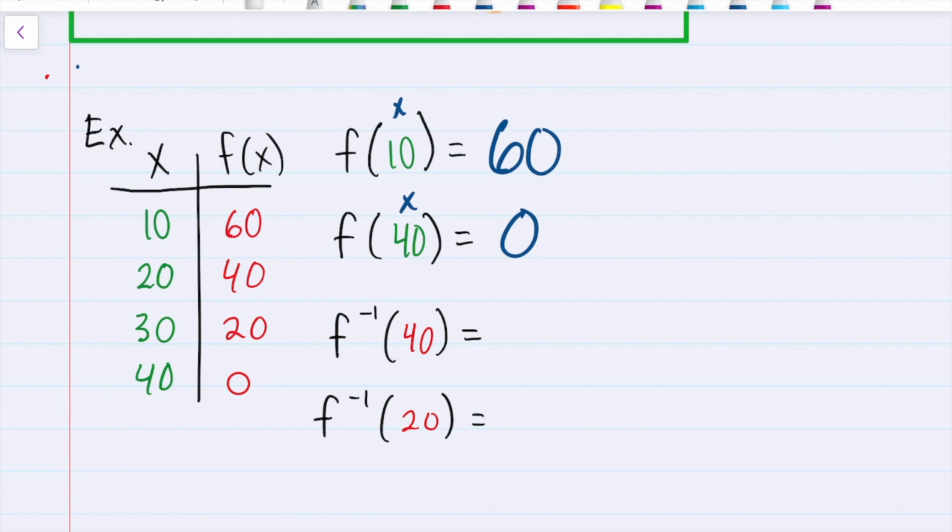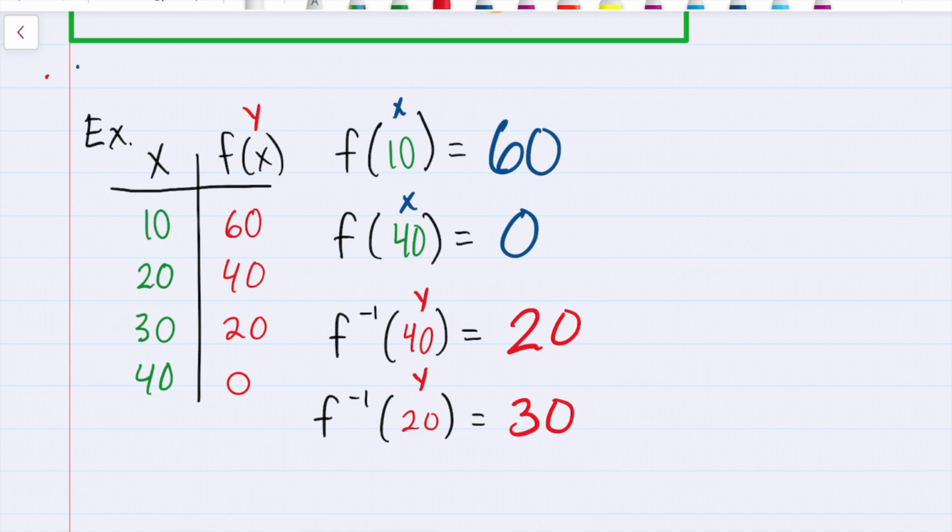Now the inverse, when you have that negative 1, what we have to do is now the 40 goes on the y. So here's the y, guys. When my y is 40, we're working backwards now. What is the x? It's actually a 20. So a 20 goes here. The inverse, it's flipped. When my y is 20, what's the x? It's 30. So that 30 goes right there.